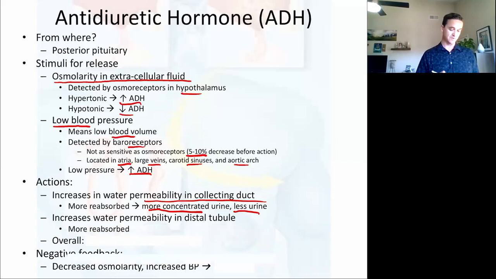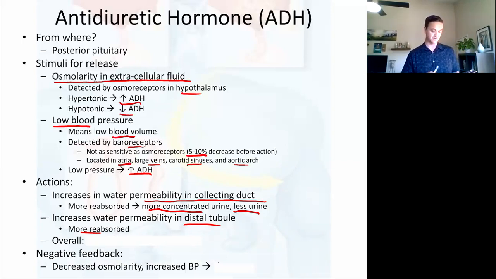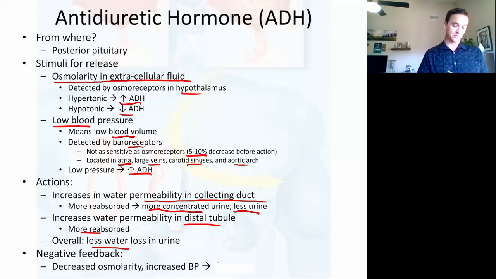It also increases water permeability in the distal tubule, so we get more water back in the distal tubule as well. So the overall effect of ADH is less water loss in the urine. The negative feedback is when we reverse those two stimuli: we decrease osmolarity of the extracellular fluid, or we increase our blood pressure, and that's going to decrease ADH release.